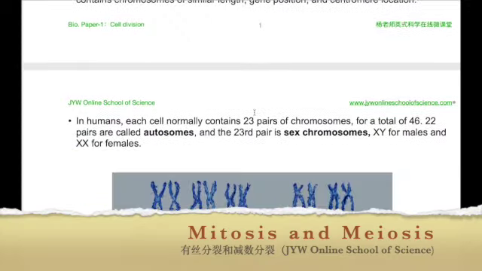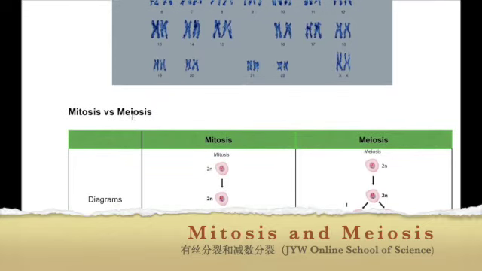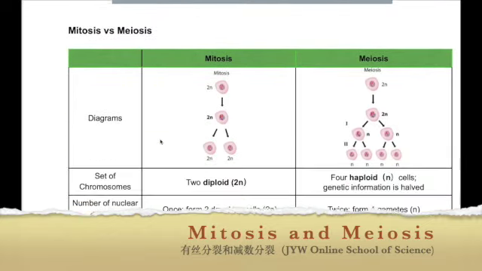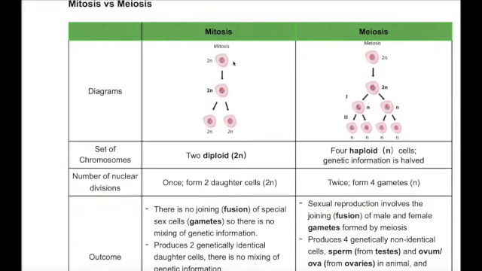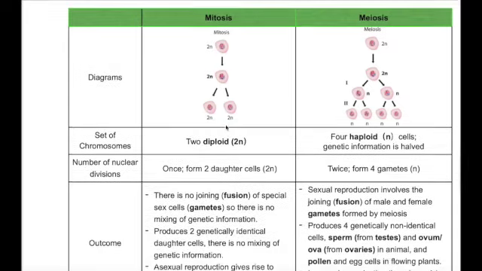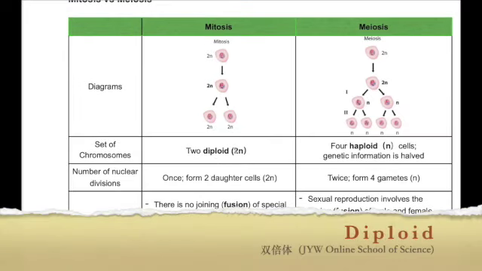Now, let's look at what is mitosis and what is meiosis. Looking at this diagram, in mitosis, a cell undergoes one division. First of all, the genetic information replicates, and then they divide into two daughter cells. So they end up still containing identical genetic information. They are still diploid, which means they have two sets of chromosomes.